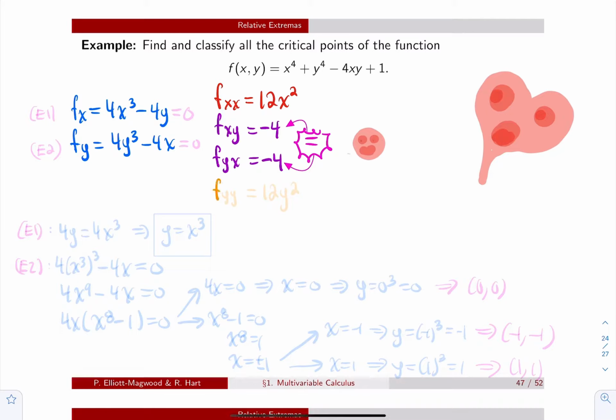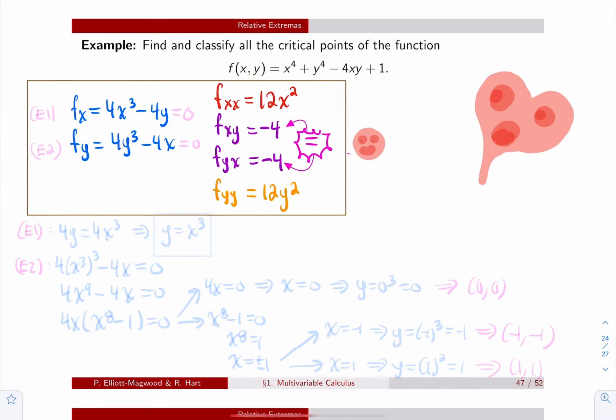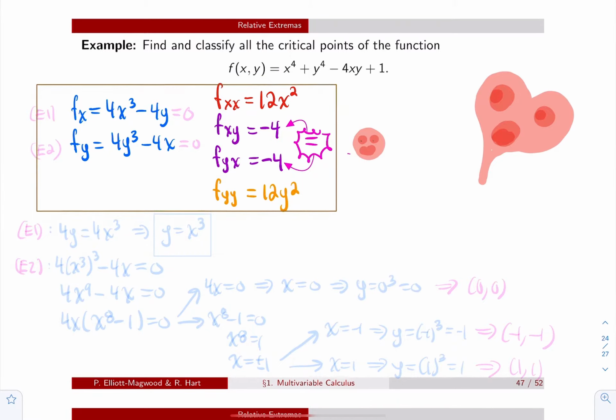And then f of yy. So for f of yy, you take f of y and you compute its derivative with respect to y again, you're getting 12y squared. So all partial derivatives of first and second order are computed, and all of them will be needed to find critical points and classify them.